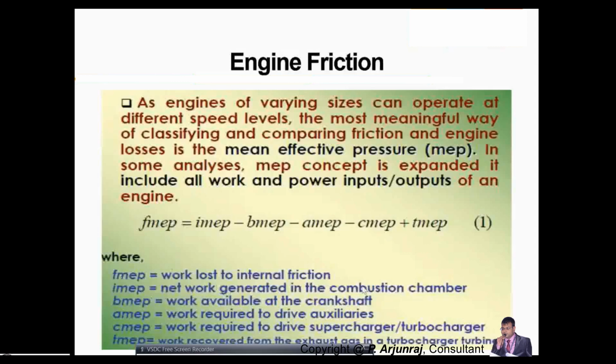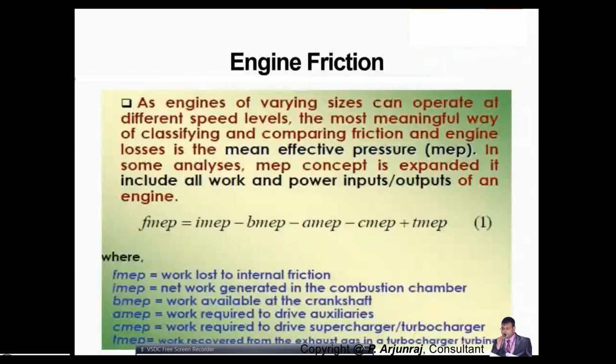The combustion chamber here is nothing but the cylinder, and you have the brake mean effective pressure, which we are going to measure at the crankshaft. We also have the auxiliary mean effective pressure, where you measure the drive auxiliaries, and again you need to measure the friction mean effective pressure because of the supercharger and turbocharger. Mostly the supercharger is used for some racing cars. Turbochargers are used for most passenger vehicles and commercial vehicles.